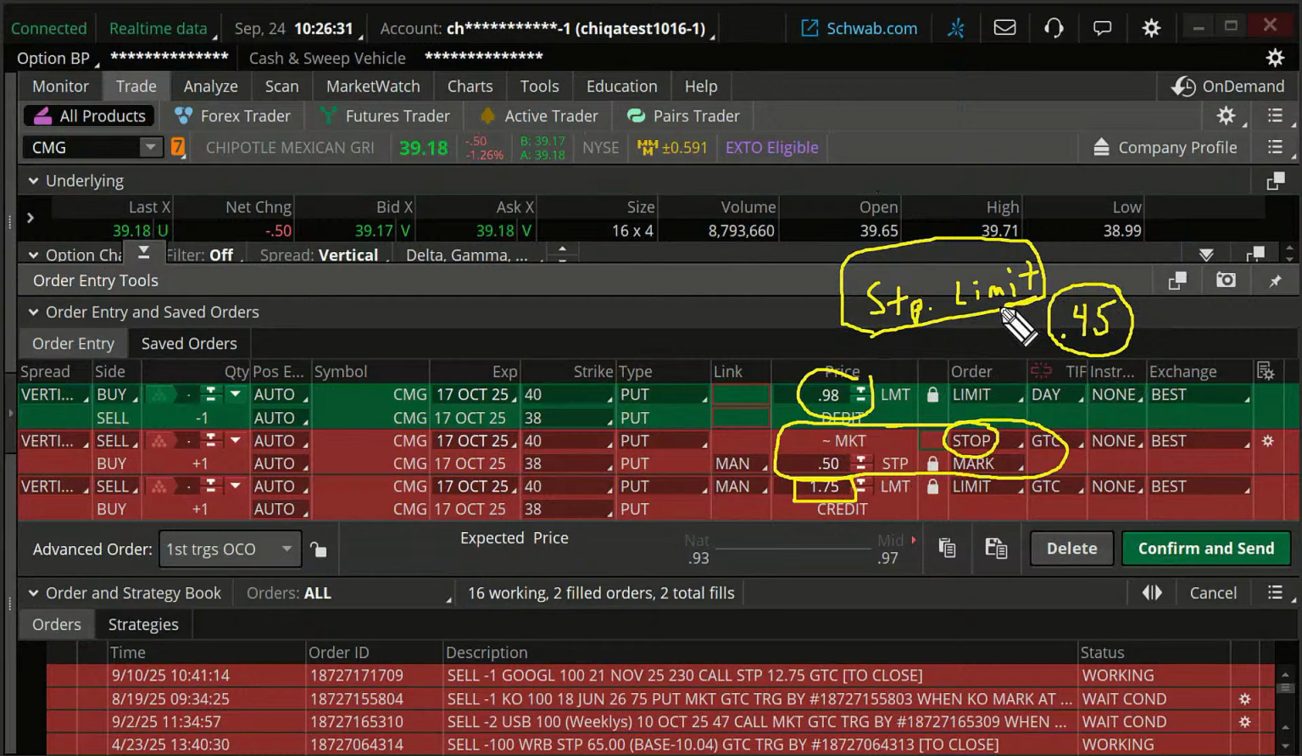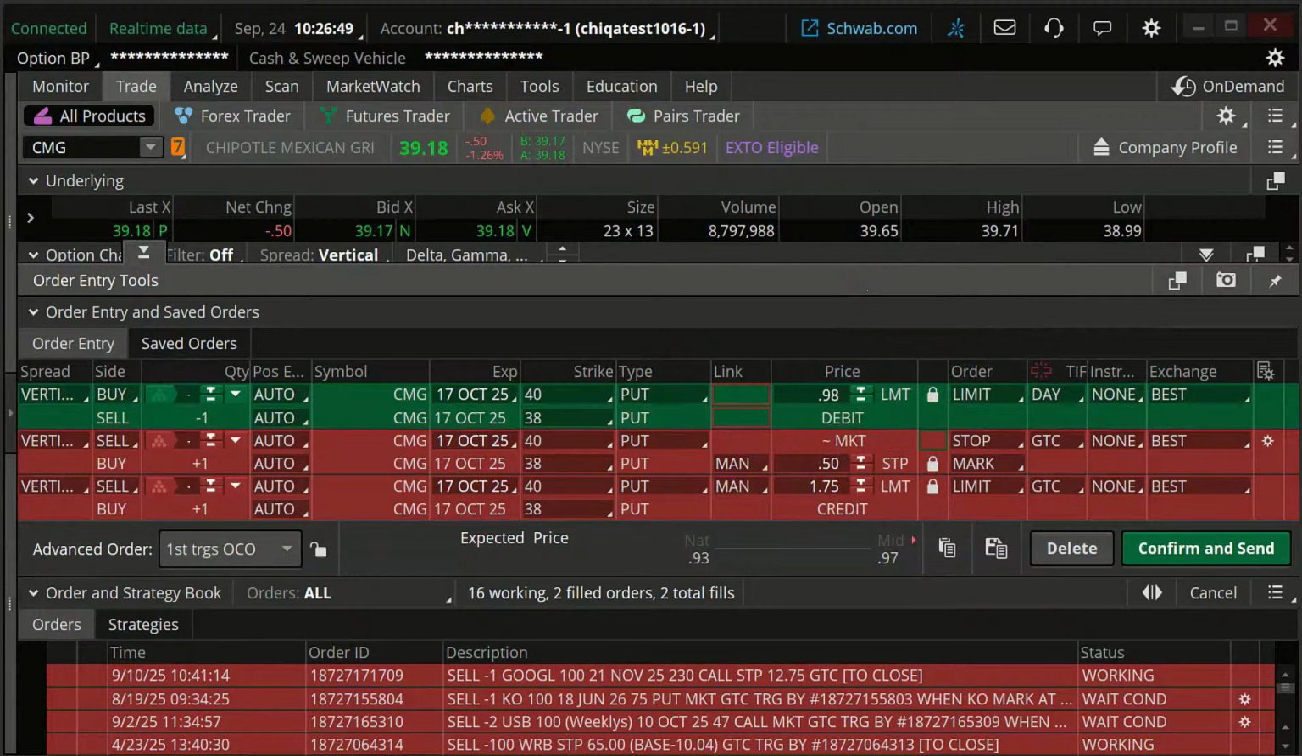Stop market orders are not guaranteed to get you out at any particular price. Okay, that's the bummer. Stop limit orders aren't guaranteed to get you out at all, because if the limit price isn't there. So as long as you know the pros and cons, absolutely you can do that. Okay, let's move forward. So there's the trade setup right there. Make sure they're both good till canceled. We can click on confirm and send.